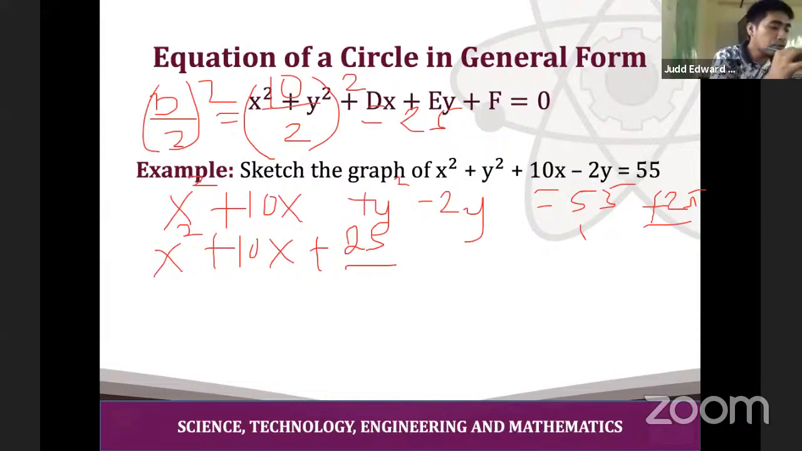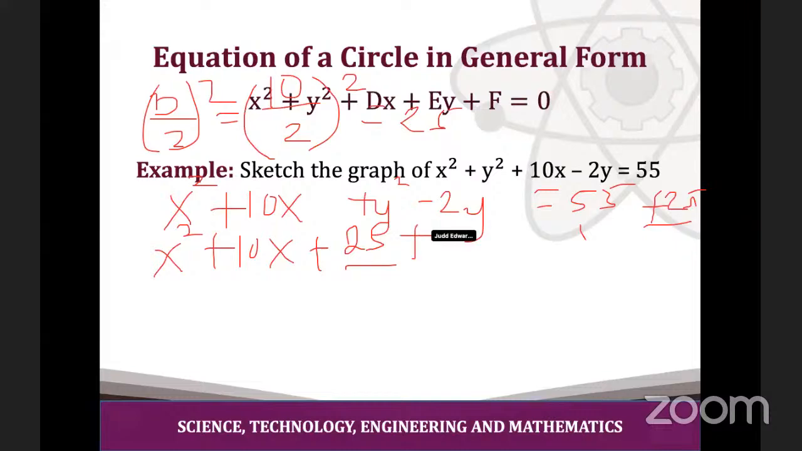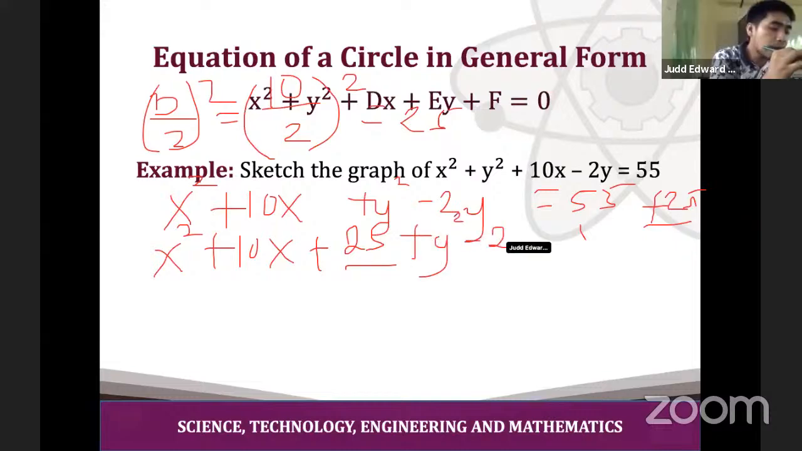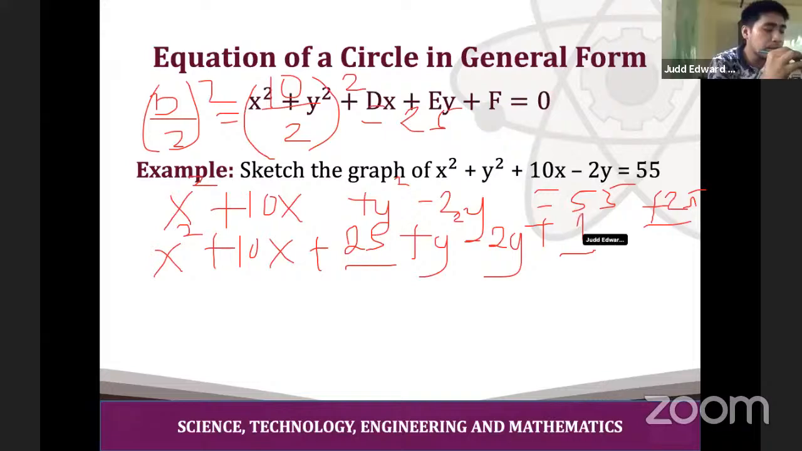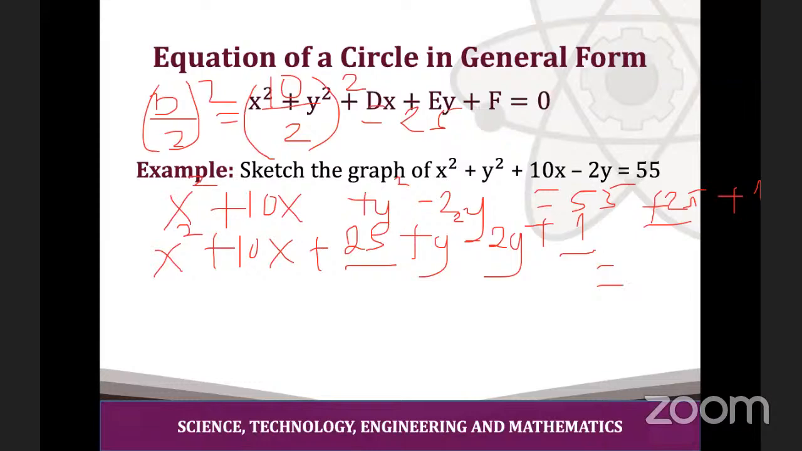Okay. Let's now move on to the y term. We have y squared minus 2y. How much are we going to add? That is negative 2 divided by 2. We have negative 1. Negative 1 squared is positive 1. Therefore, we now add here 1, and then we also add here plus 1. Is that clear? Okay. So, for the right side, this is now equal to 55 plus 25 plus 1. 80 plus 1 is 81.